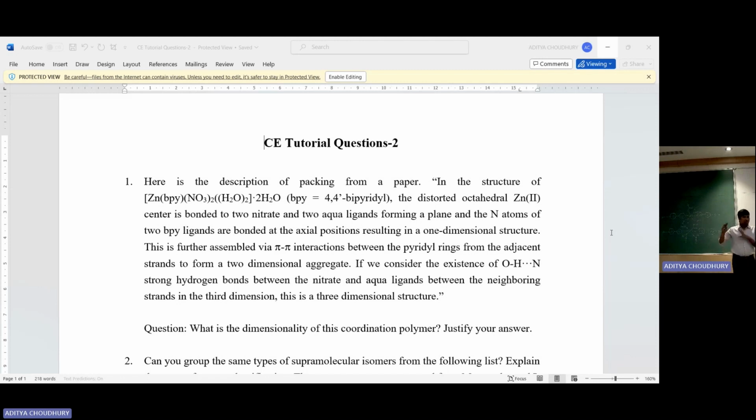So if you want to look into coordination polymer structures or coordination polymer definitions, whatever you have studied, is it a one-dimensional polymer, a two-dimensional polymer, or a three-dimensional polymer? What is the right answer? And can you justify that? One dimension. One dimensional.